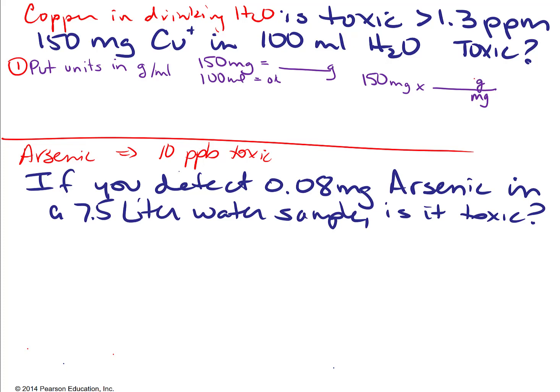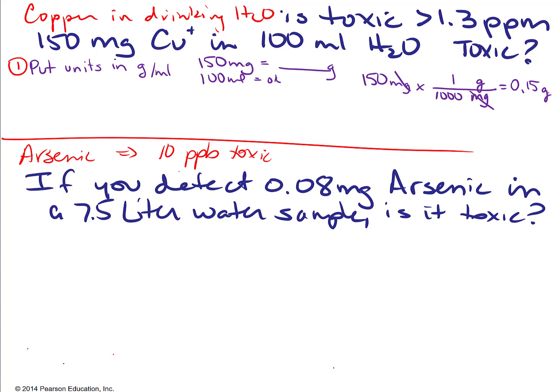Whenever you see milli, what goes in front of it? 1,000. And grams is the base unit, gets a 1. It takes 1,000 milli to make one base unit. That is that unit conversion. So 150 divided by 1,000. It's 0.15 grams.